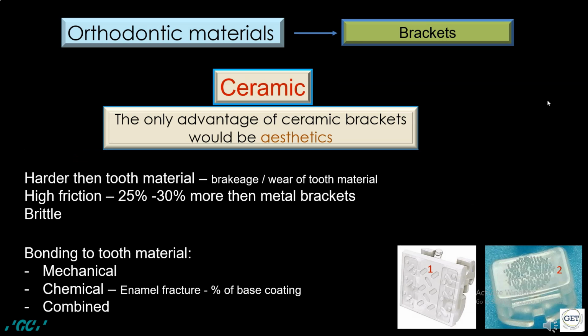The retention area at the pad of the ceramic brackets can present several options for the bonding to the tooth surface. Mechanical retention, as seen in photo number 1, or chemical retention, which provides a much higher bonding strength, as seen in photo number 2.